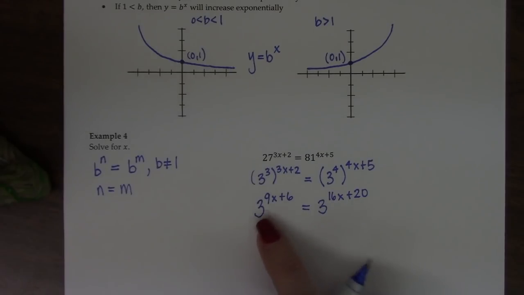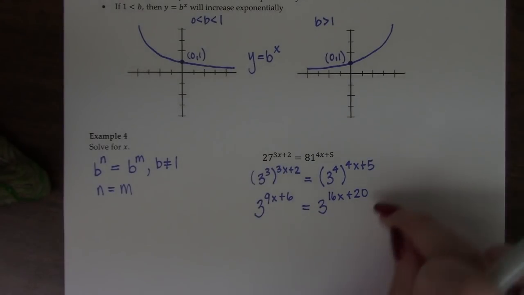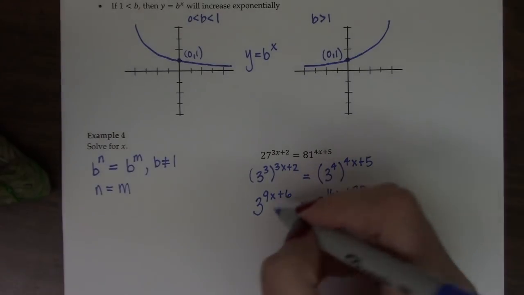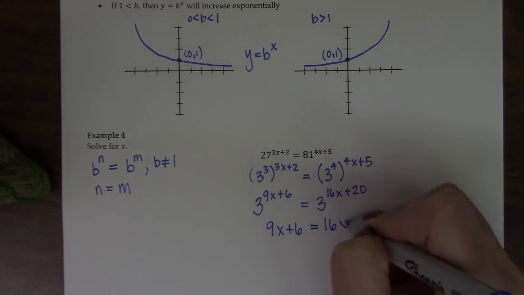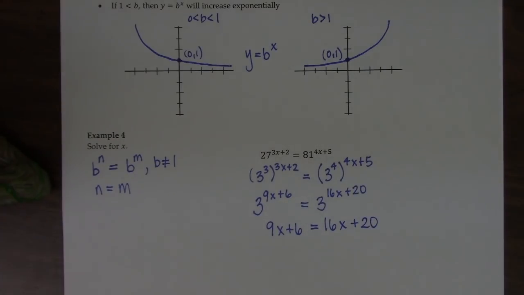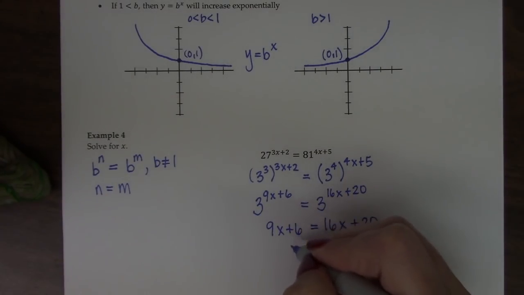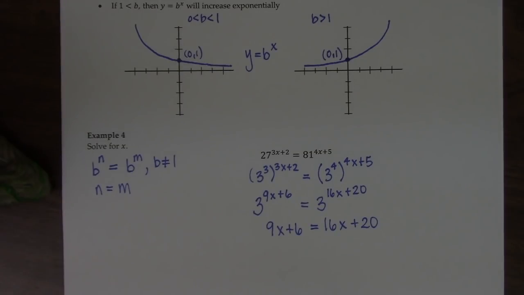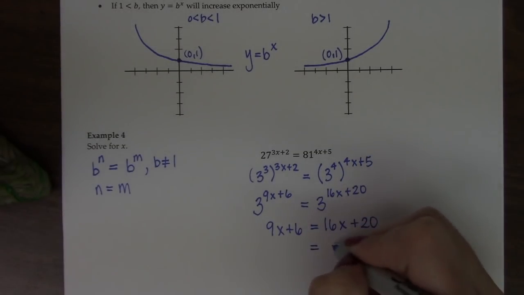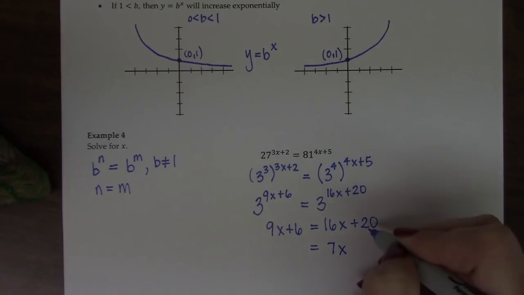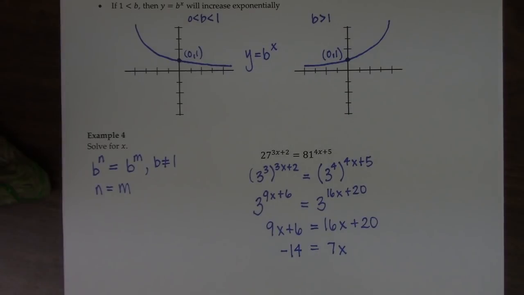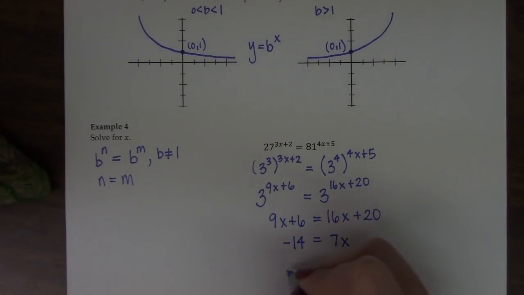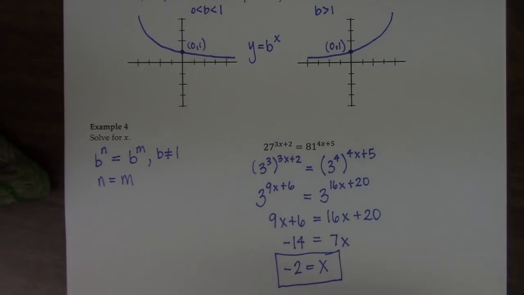So I have b raised to some stuff equals the same b raised to different stuff. That means these two expressions have to be equal to each other. So I can subtract 9x from both sides, and I get 7x, and I can subtract 20 from both sides, and I'll get negative 14. And now when I divide by 7, I get that x equals negative 2.